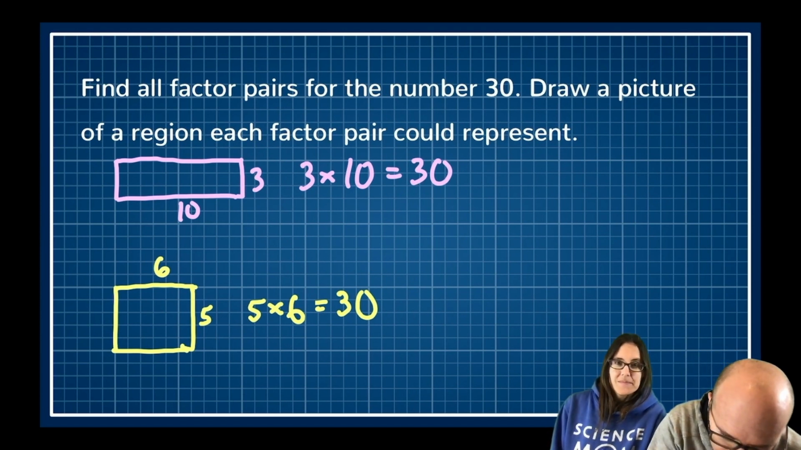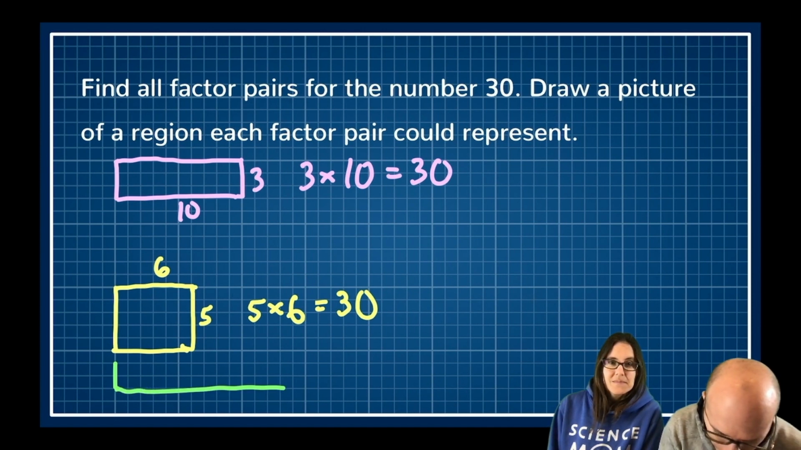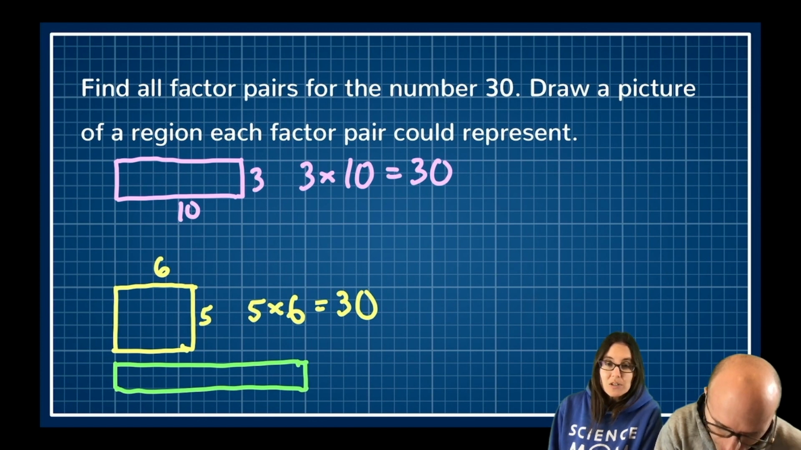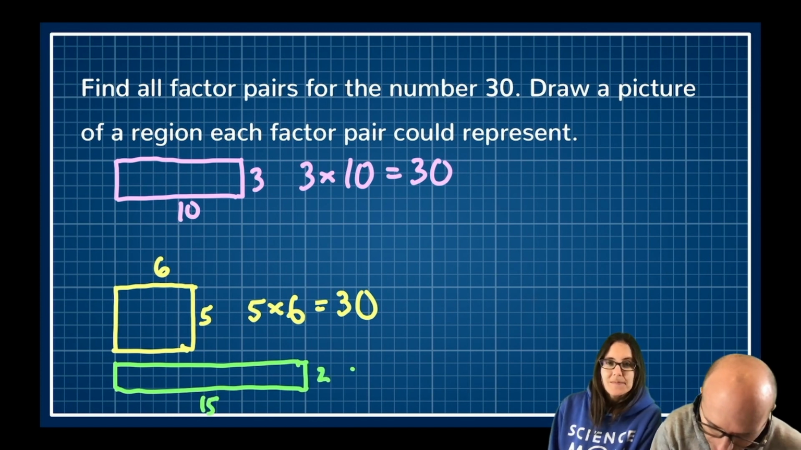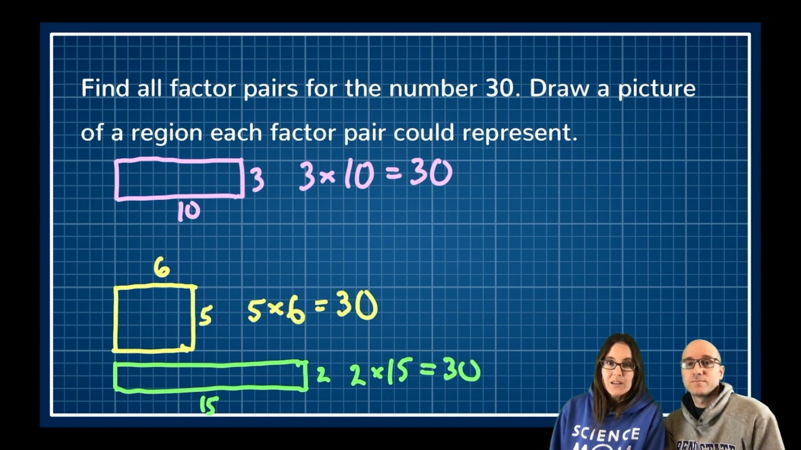So I will do that one in green here. So height 2 and a width of 15. That also equals 30. Yep. So 2 times 15 is 30. Okay. Any others? That's all I know. 2, 3, 5. Yeah, I think that's it.